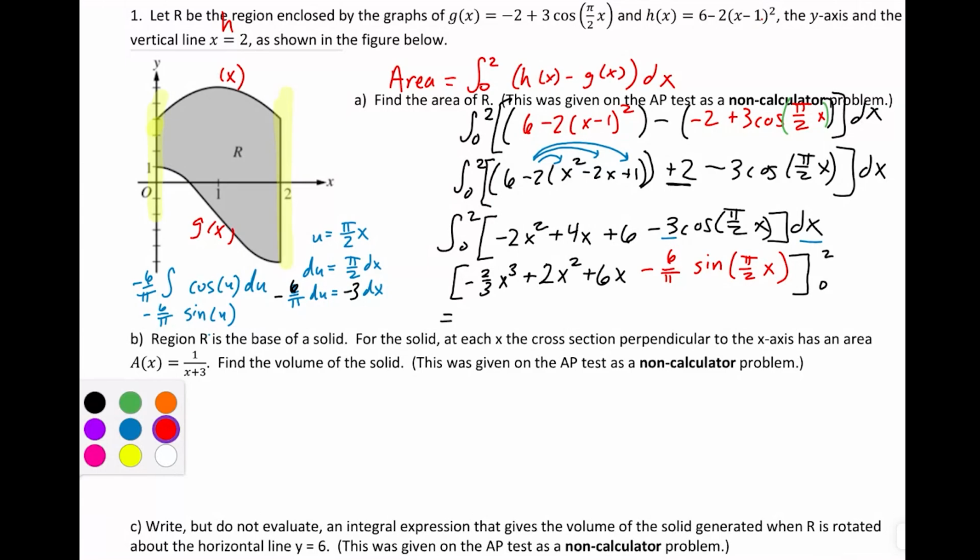Okay, so let's go here. Negative 2/3 times 2 cubed plus 2 times 2 squared plus 6 times 2 minus 6 over pi times sine of, well, pi over 2 times 2 would just be sine of pi. So that's what I get when I substitute in 2. And if I substitute in 0, I'm going to get 0 plus 0 plus 0. Sine of 0 is also 0, so it's just going to be like minus 0. You don't really need to write that. But yeah, actually, can we take that a little bit further? It looks a little ugly there. I'm just going to leave it as is.